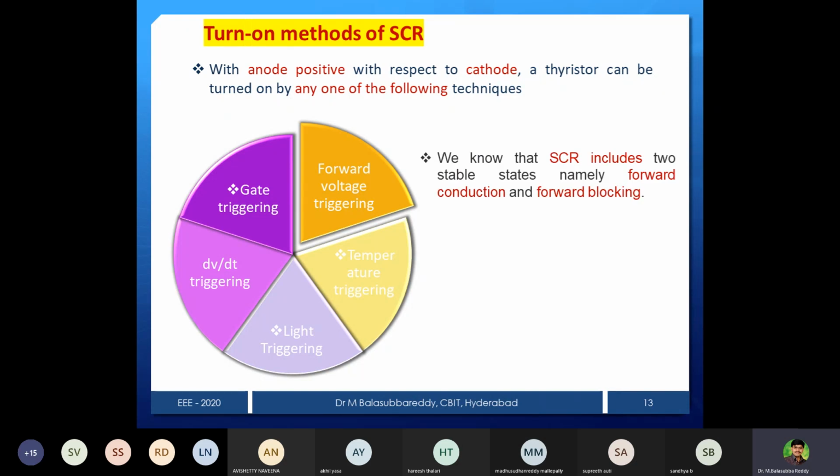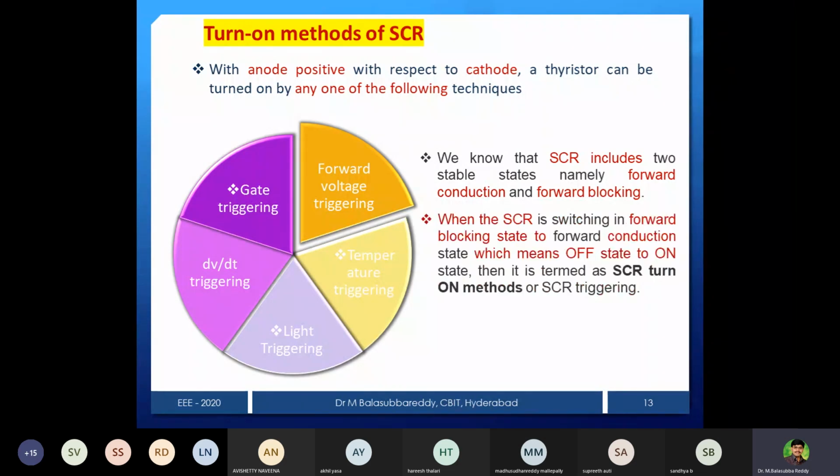Then the SCR includes 2 states. What are they? Namely forward conduction and forward blocking mode. Forward blocking mode I call the off state. Forward conduction mode I call the on state. So the SCR switching from the forward blocking state to the forward conduction state, which means off state to on state, we call it turn on of the SCR, or turn on methods, or triggering methods of an SCR.